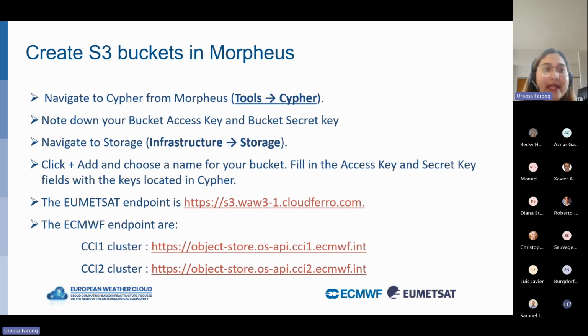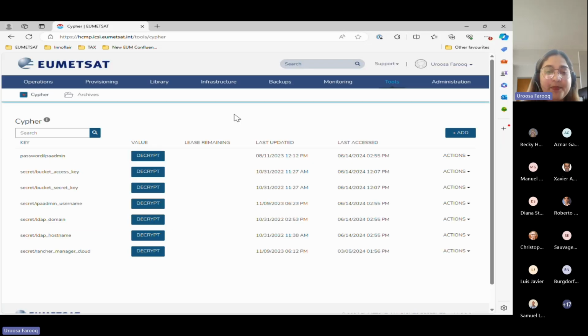So we have our endpoints. If you are creating a bucket at EUMETSAT, you have different endpoints than ECMWF. I have listed those as well, but you need not worry. Everything is documented under our knowledge base in the Confluence page. Whatever I am showing you right now is already documented, and anyway, the presentation is also getting recorded and will be shared with you soon. So these are the endpoints for creation of the bucket. We just have to note down the access and secret keys plus the endpoints. These are important for creating the bucket.